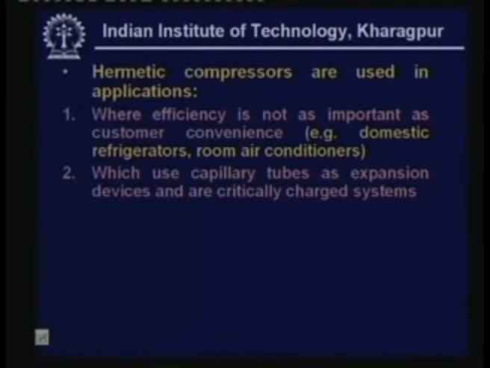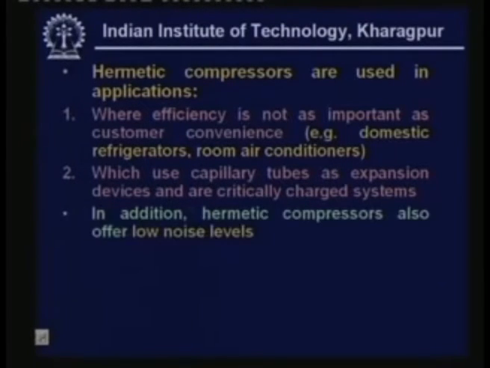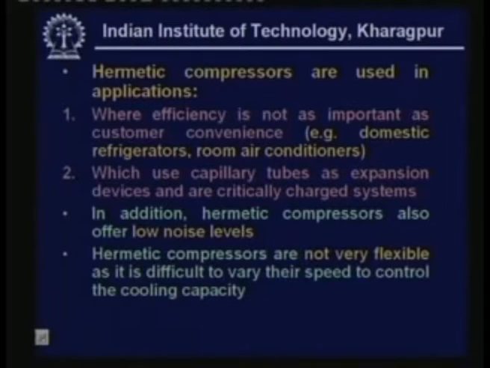So this is the reason why we use hermetic compressors in small capacity systems such as domestic refrigerators, small room air conditioners, water coolers, etc. And these systems, we shall see later, are also ideal in systems which use capillary tubes as expansion devices. And as I have already told you, hermetic compressors also offer low noise levels. But one problem with these compressors is that they are not very flexible because of the limited operating range, and you cannot vary the speed too much, because once you vary the speed it may affect the compressor cooling.